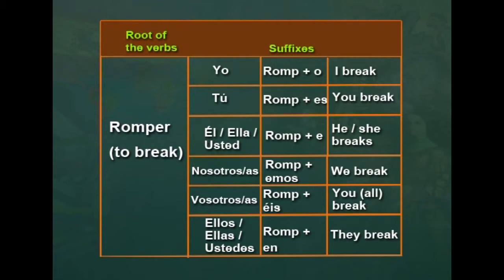Next is romper, to break. This verb has the stem romp, R-O-M-P. We add the suffix to it to make the conjugation. Yo rompo, tú rompes. Él, ella, usted rompe. Nosotros, nosotras rompemos. Vosotros, vosotras rompéis. Ellos, ellas, ustedes rompen.